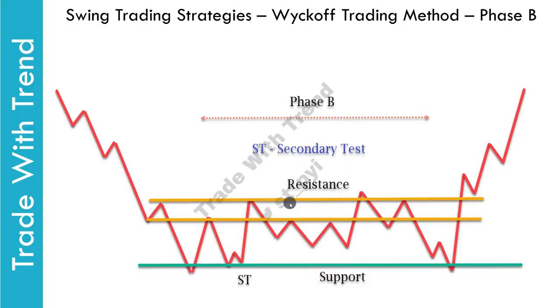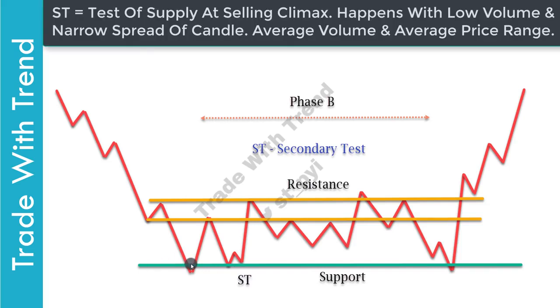So the next phase that we will study is phase B. Now during this phase, you can spot a secondary test where price tests the supply near the region of the selling climax that we saw in phase A. Volume during this test does not expand and the range of the candle is limited in nature.